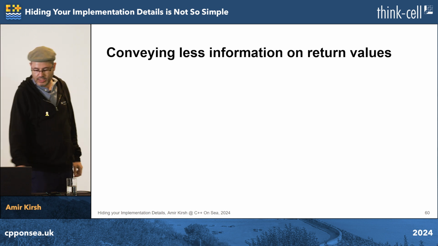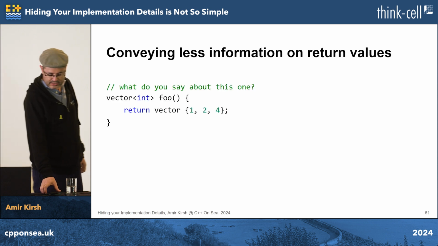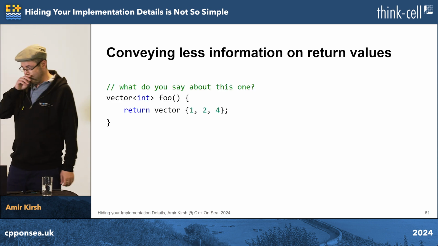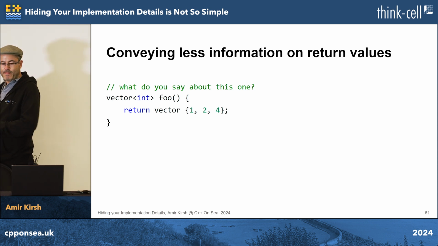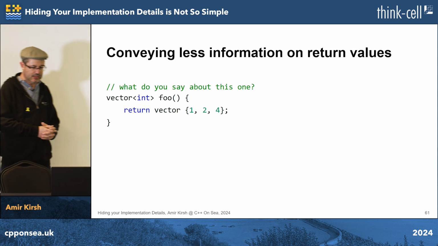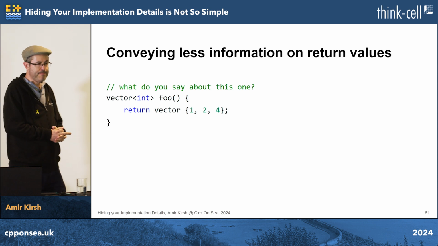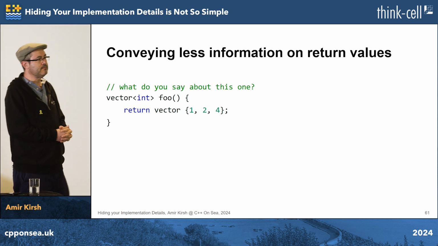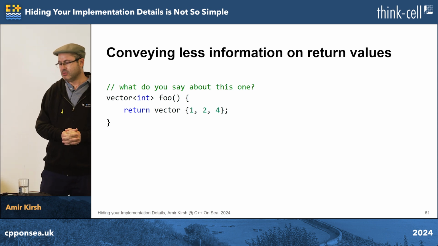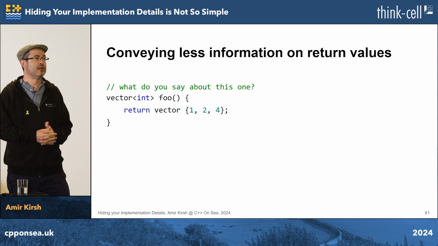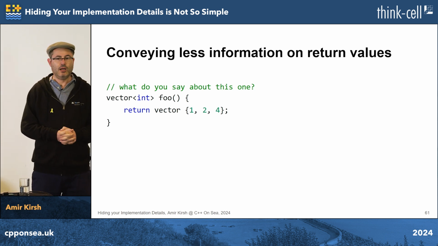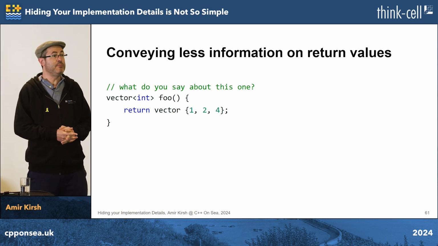Conveying less information on return values. What do you say about this function? I have a function that returns a vector. By the way, is it a dangling vector or is it fine? It's fine. Is it costly? No. Move semantics. Maybe even RVO. What do you say about the API?